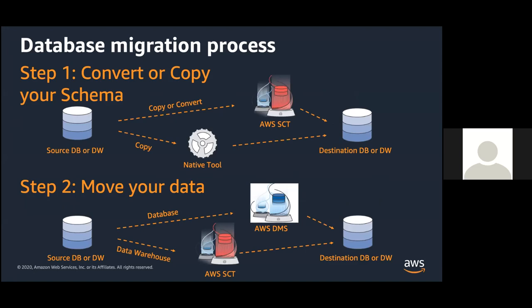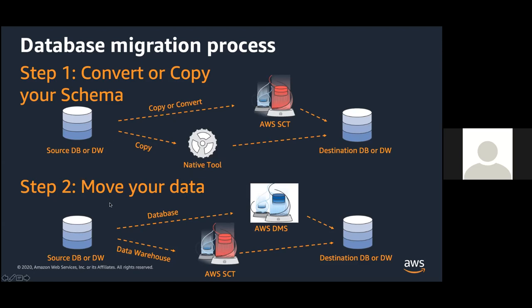How does the database migration process work? So step one is convert or copy your schema, right? When you're copying your schema, you're using the native tool and pushing the schema to your destination database, right? But when you're using the copy or convert, that's where the SCT tool that I was talking about comes into play, where it actually converts the schema. So you can actually use an open source or AWS native database engine, right?